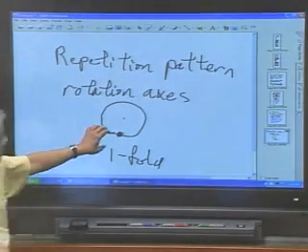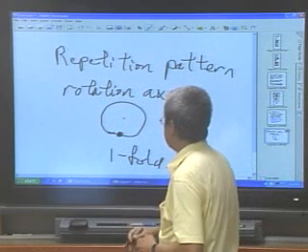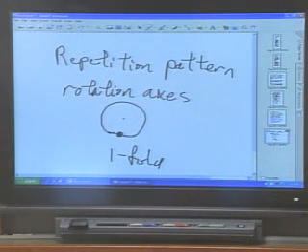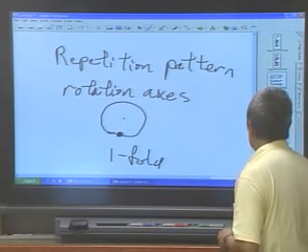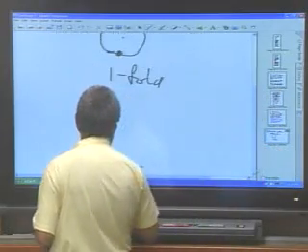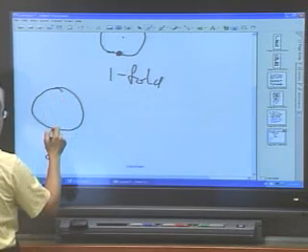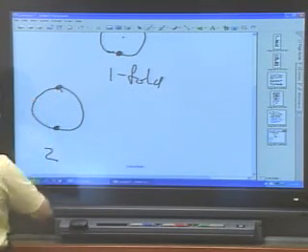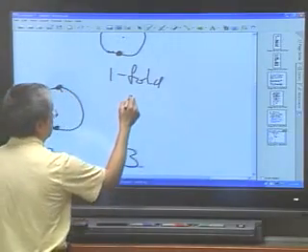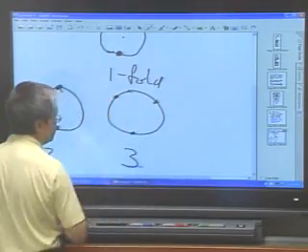So if we had a point, this represents a point out in space. And if we rotate it by 360 degrees, it comes back to the exact same point. And that's a repetition pattern, therefore, for a one-fold rotation axis. Just basically one point. In some sense, everything has one-fold symmetry. Something a little more interesting, suppose we look at a two-fold. What a two-fold repetition pattern would look like is a point here and a point here. A three-fold repetition pattern would look like one here, and one here.